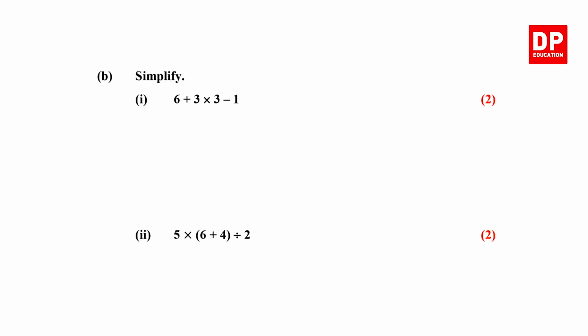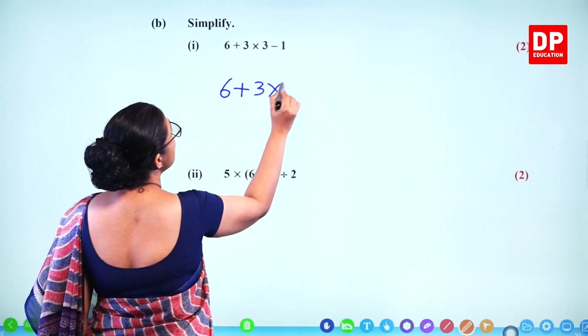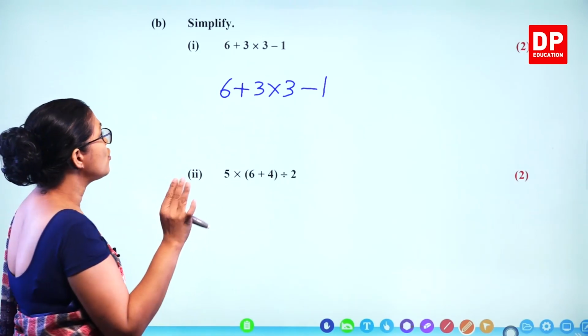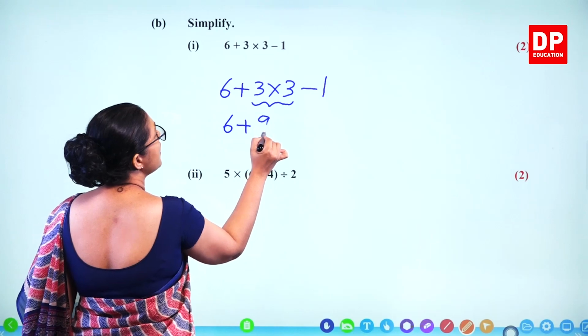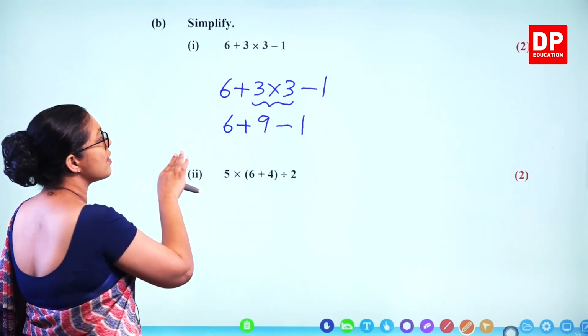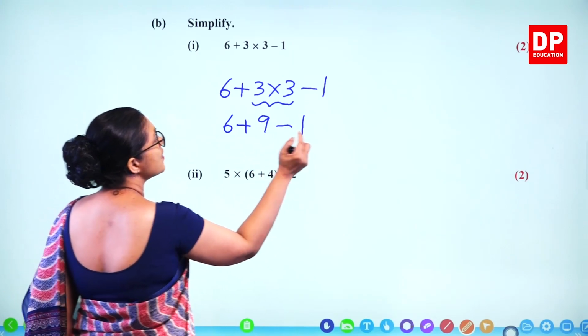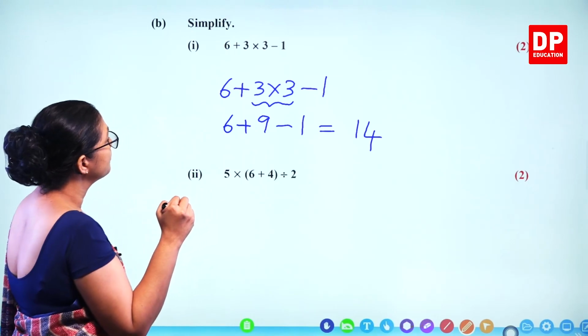Part B, simplify. 6 plus 3 into 3 minus 1. Start from left to right. According to BODMAS, multiplication first. 3 times 3, 9. Now you can do starting from left. 6 plus 9, 15. 15 minus 1, you get 14.